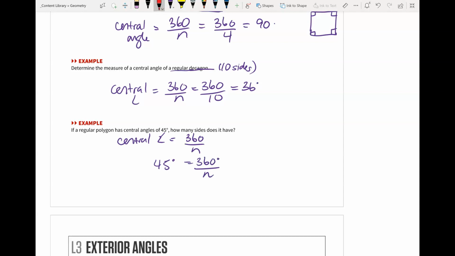So what am I going to do? I'm going to put this over 1 so I can cross multiply and divide to solve for n. We can do that because 45 divided by 1 is still 45. When I cross multiply, it'd be 45 times n, so 45n. 360 multiplied by 1 is still 360. And then I'm going to divide both sides by 45. So 360 divided by 45 is 8. This means that our polygon has 8 sides.